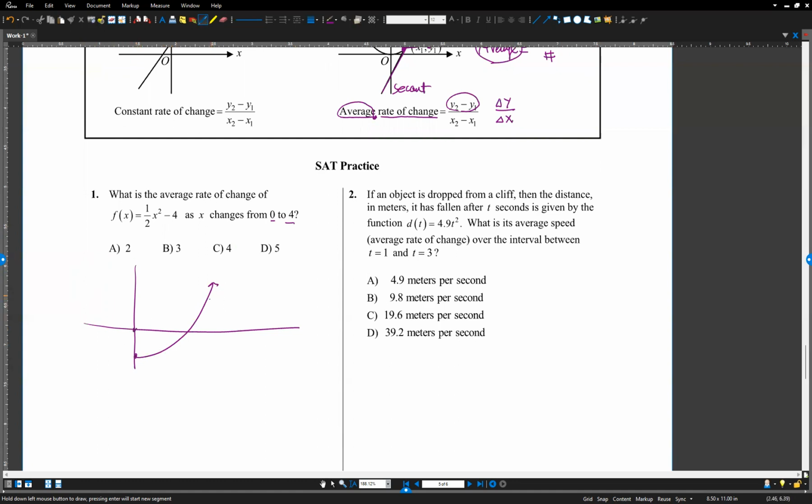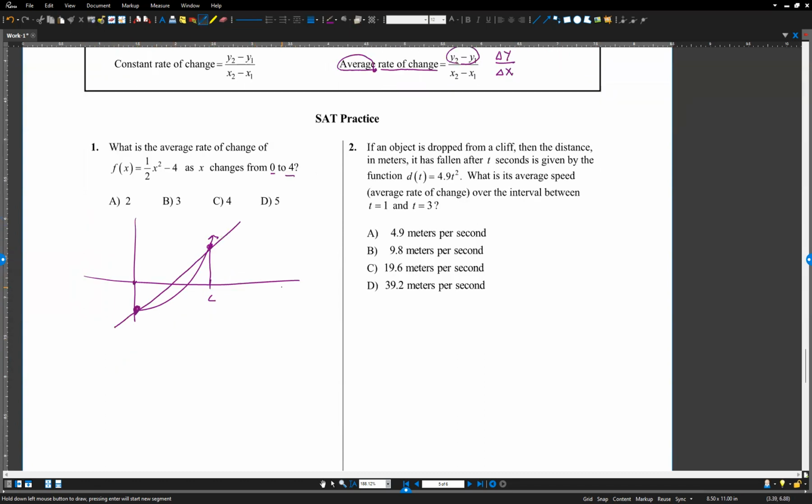Between 0 and 4 over here, this point and this point, average rate of change. We make the line over here. So when x is 4, what is the value of y? Put this number 4 in there. f of 4 equals how much? 1 over 2 times 4 squared is 16, and minus 4, that is 8 minus 4 equals 4. This point is 4 and 4.